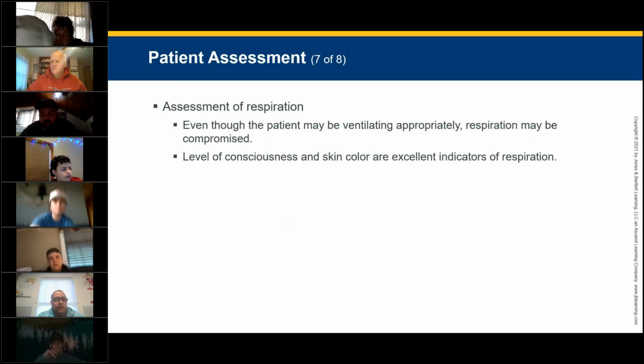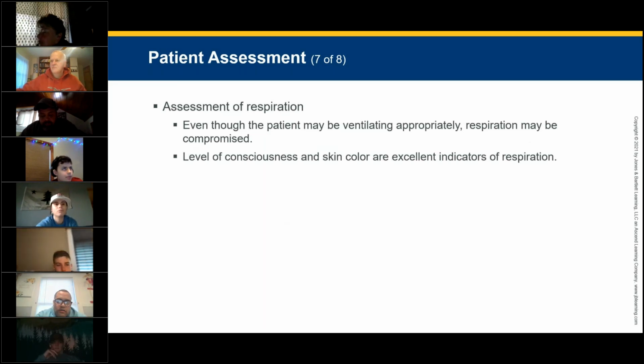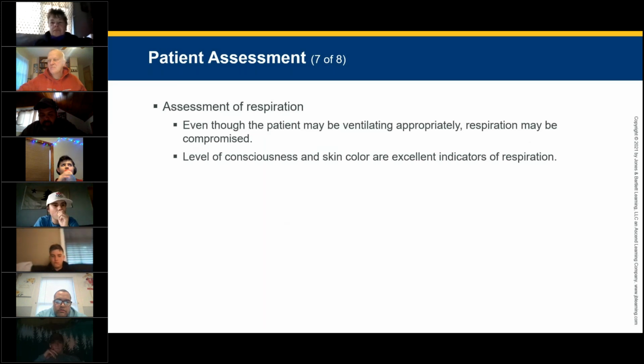A patient's level of consciousness and skin color are excellent indicators of respiration. A patient who presents with an altered level of consciousness or skin color that's pale can tell you that they're not perfusing correctly.